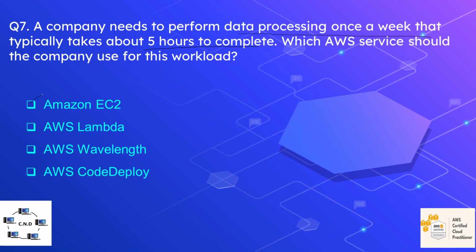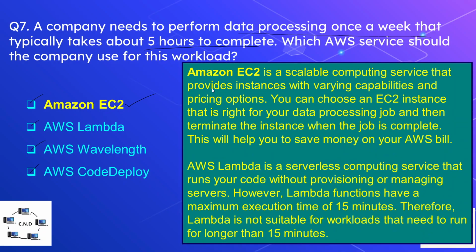The options are option A, Amazon EC2, option B, AWS Lambda, option C, AWS Wavelength, and option D, AWS CodeDeploy. And the correct option is Amazon EC2. So basically, Amazon EC2 is a scalable computing service that provides instances with varying capabilities and pricing options. You can choose an EC2 instance that is right for your data processing job and then terminate the instance when the job is complete. This will help you save money on your AWS bill.